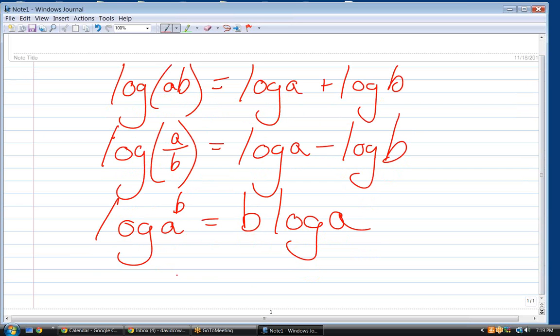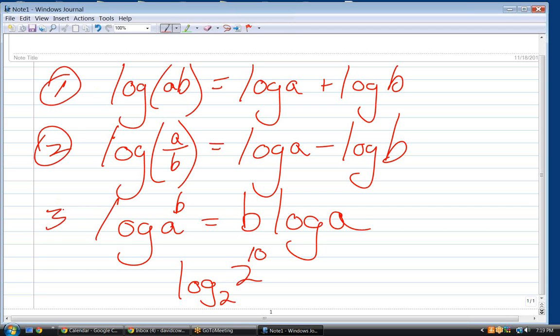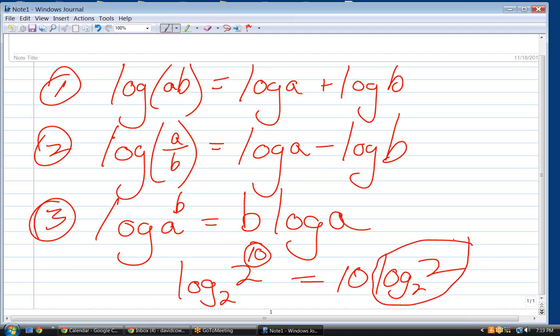So this problem again was the log base 2 of 2 to the 10th? Yeah. So which rule would I apply? Rule 1, 2, or 3? Rule 3, the power rule. Yeah. So in other words, I can bring the 10 down on the front, so it becomes 10 log base 2 of 2. Well, the log base b of b is always equal to what number? In other words, what's the log base 2 of 2? It's 1. Always 1. Oh, okay.